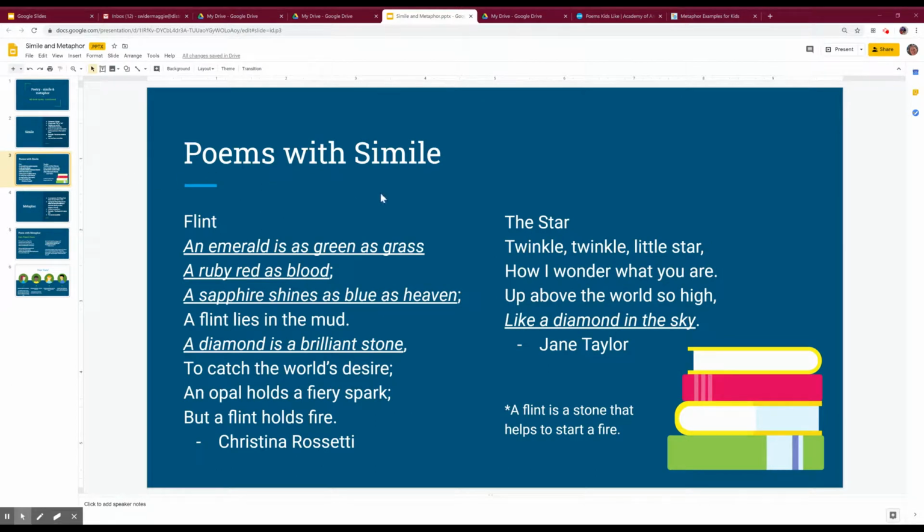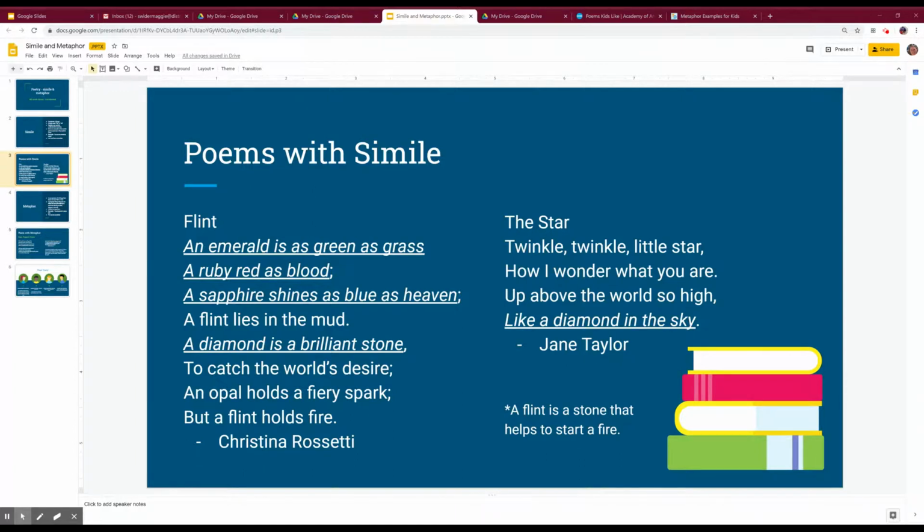The first one is called Flint. Now, a flint is a stone that helps start a fire, but it's not very beautiful like an emerald or a ruby. Also in these poems, I've underlined the similes so that you can see them. All of these have as or like in them. So here we go. Flint.